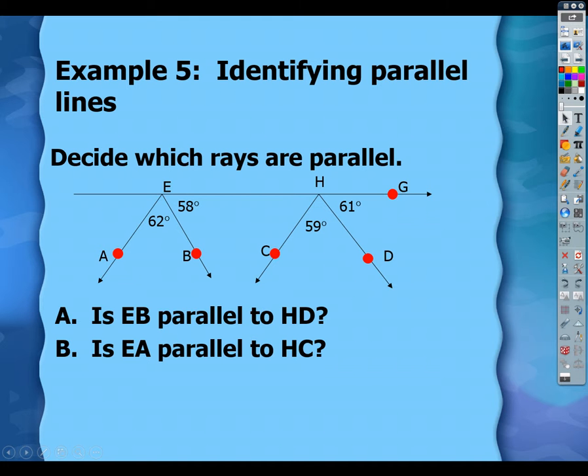Avery. Is there an imaginary line between A, B, C, and D? Between A, B, there doesn't need to be. Okay. Yeah. What do you think? Jessica, what do you think? Is EB parallel to HD? It's not, you're right. How come?